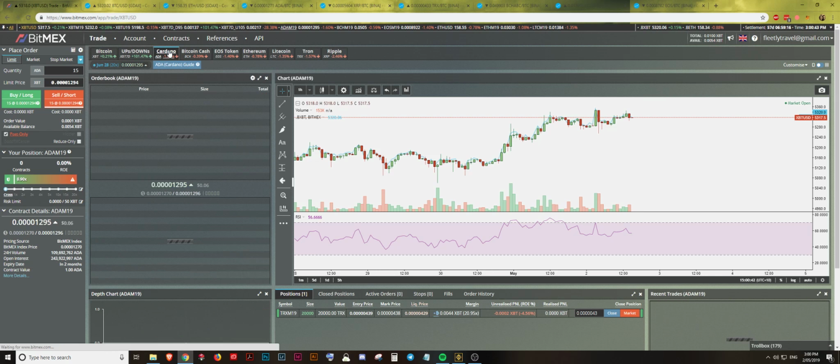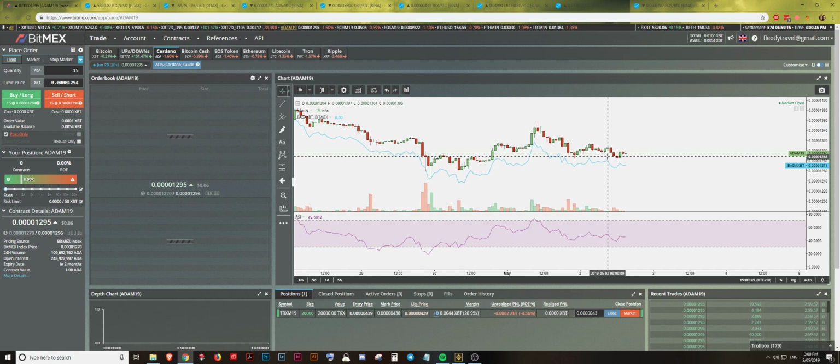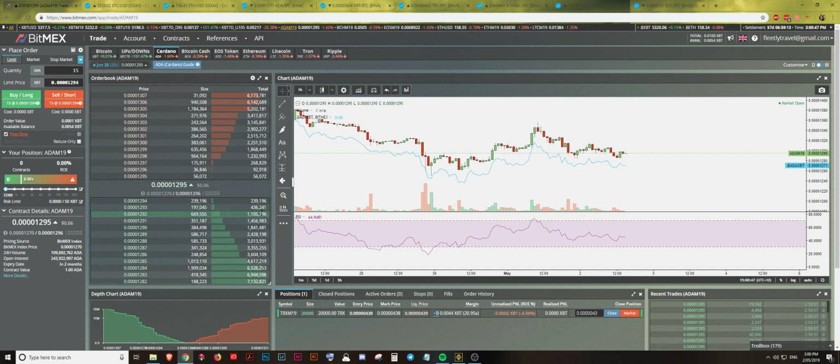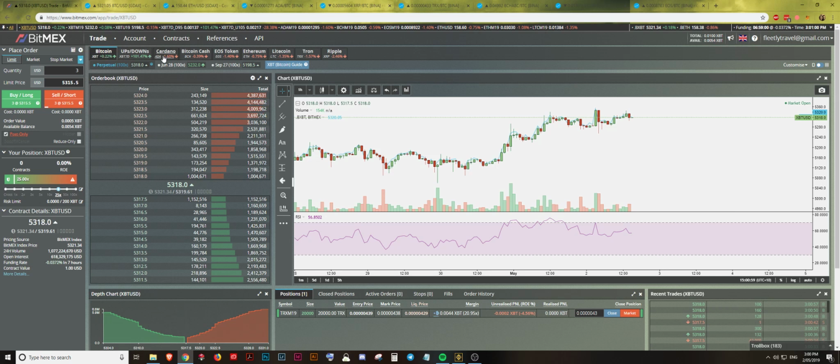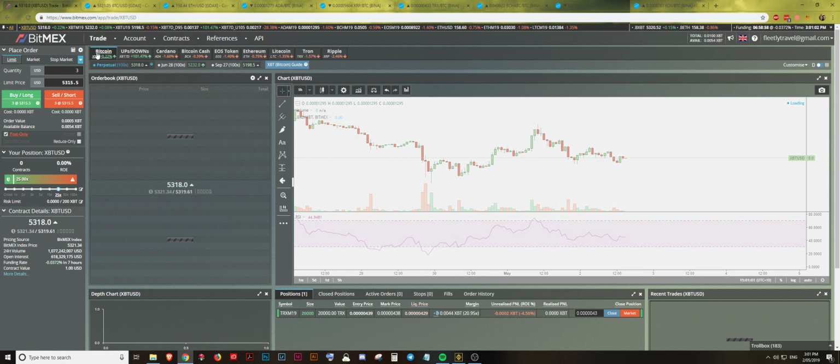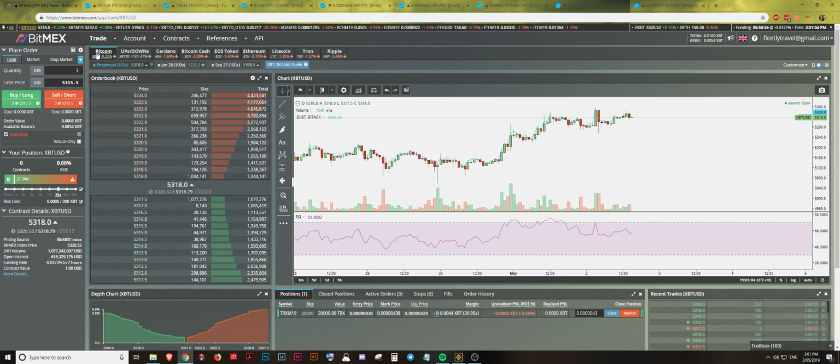Now these alts that are on lower liquidity, because they're not traded as much, it's a little bit more loose how closely it follows the market structure or the actual price of the asset. So it could be a little bit risky. I don't mind trading alts on Bitmex, but technically it is more risky because you might miss large price movements.